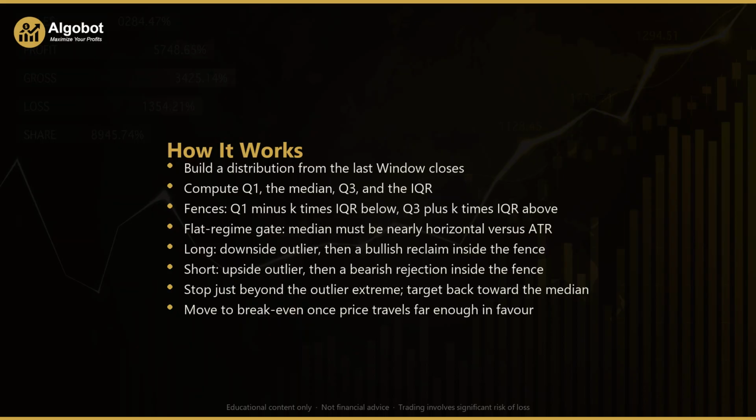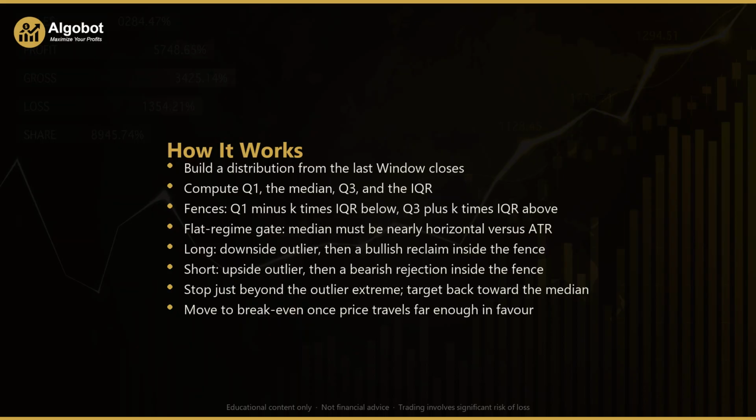Next comes a crucial filter, the flat regime gate. The strategy compares the current median to the previous bar's median. If the median has moved by more than a fraction of the average true range, 30% by default, the market is considered to be trending and no new fade is allowed. This is the guard that keeps the strategy from fading a strong directional move, which is the classic way a reversion approach suffers large drawdowns. If the market is flat, the expert advisor looks at the two most recently completed bars. The older of the two is the outlier candidate. The newer is the reclaim candidate.